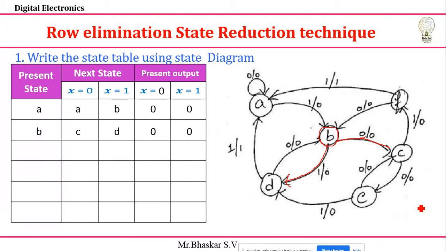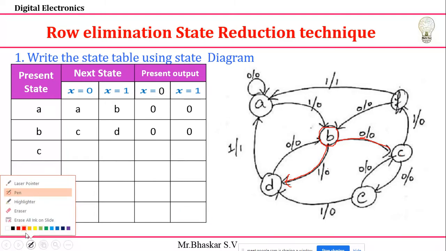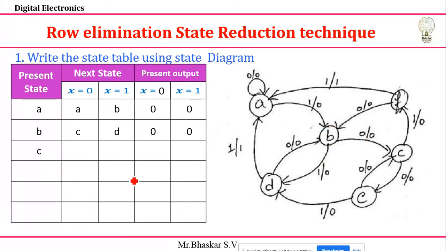Now you try for C as the present state. If it is 0, it will go to E. If it is 1, it will go to F. So I'll take E and F. Outputs are 0, 0. Similarly, just fill in the remaining ones.